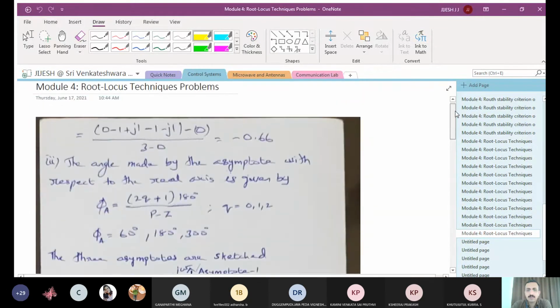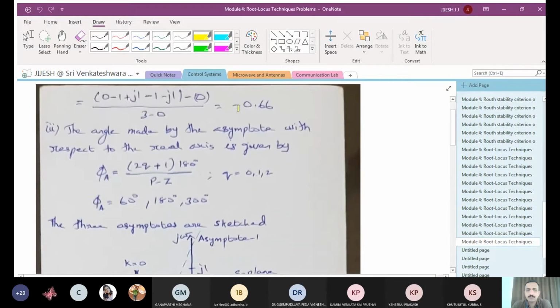So the answer is minus 0.66. I think you will get minus 0.66 itself. Somebody has told the answer, no? Same, no? Yeah, you will get minus 0.66. After that, find out the angle made by the asymptote.